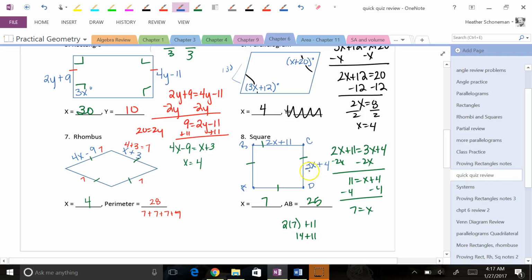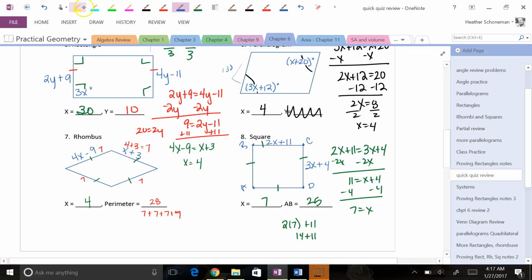Number 8 is a square. All the sides of a square are equal. And again, in any of these problems, if you're given the sides, they are equal. The only option for sides is equal. So I said 2x plus 11 equals 3x plus 4 and got x is 7.